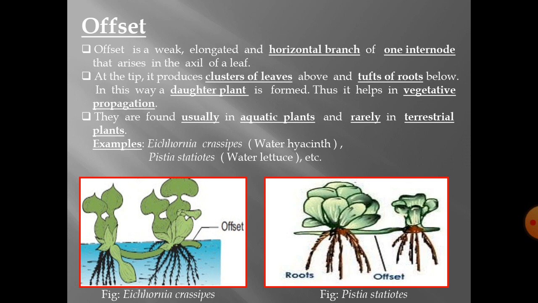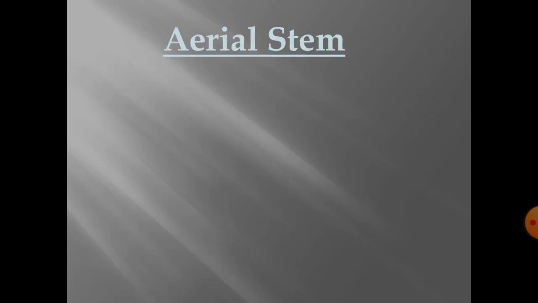Dear students, till now we have finished vegetative propagation by modified subaerial stem. Now we will proceed with vegetative propagation by aerial stem. The first question that arises here is, what is the aerial stem? Well, a stem with an erect or vertical growth habit is called the aerial stem.